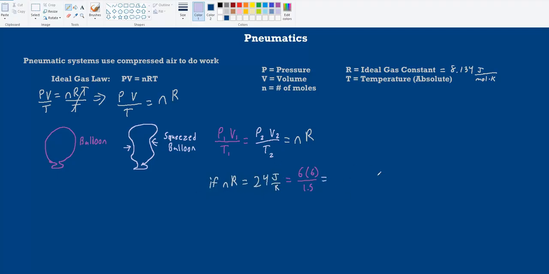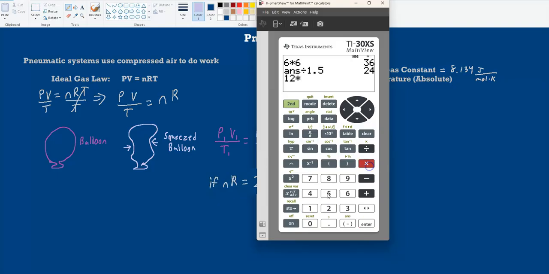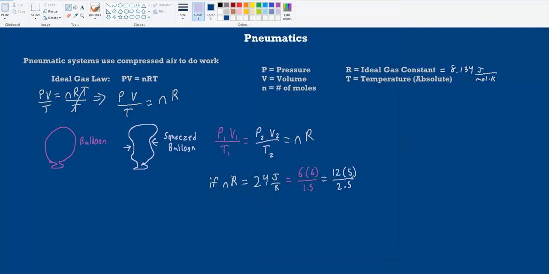And let's say we increased the pressure to 12. Well, if we increase the pressure, you can expect the volume and the temperature to change. And so let's say the volume changes to 5. So it gets a little bit smaller because we increased the pressure. It shrunk it down just a little bit. And the temperature would therefore have to change to 2.5. And how do I get that? Well, 12 times 5 is 60, and we'd have to divide by 2.5 to get 24 again. And so the point is these have to equal each other.